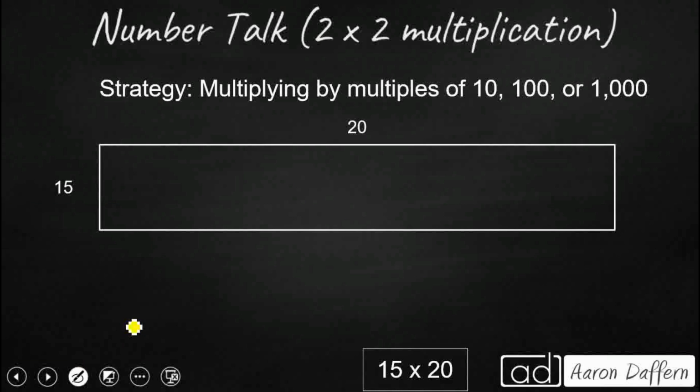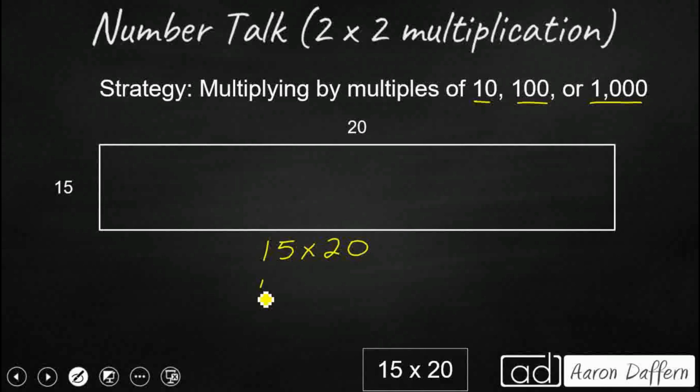So the first thing we could have done is we could have simply used this strategy of multiplying by multiples of 10, 100, or 1,000. And it's a really neat strategy that we need to use a lot. So let's take a look at our 15 times 20.